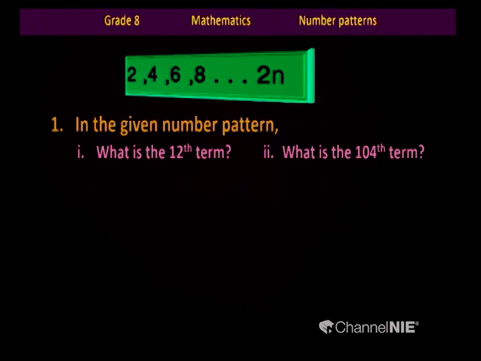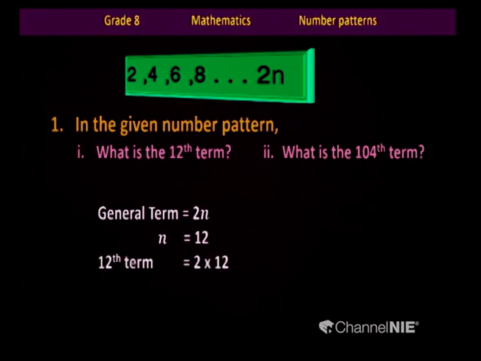Before finding the 12th term, we have to know what the general term is. So, here the general term is 2n. So, we need to find the 12th term. Therefore, instead of n, we have to substitute the value 12. Therefore, we can easily get the answer for the 12th term. That means value of the 12th term. Here n equals 12. Therefore, 12th term can be obtained by multiplying 12 by 2. The answer is 24.